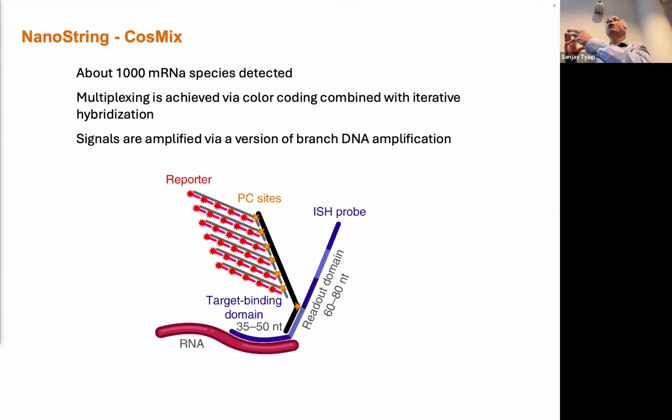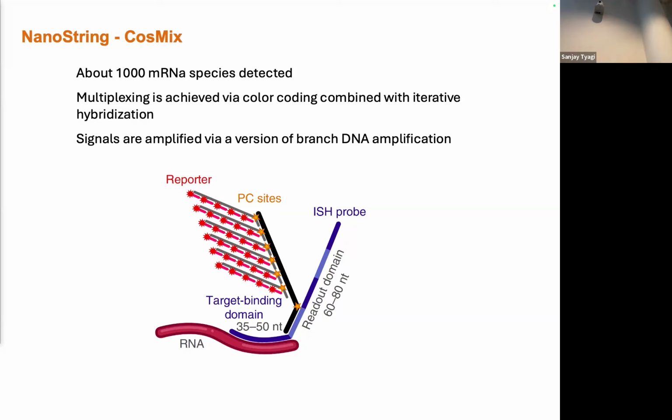This is the most modern version of NanoString technology. It departs from the old one. There are no strings here, no nanostrings here. And the way it works is that you assemble a branched DNA amplified Christmas tree on your RNA.